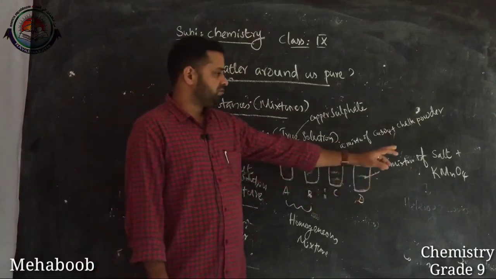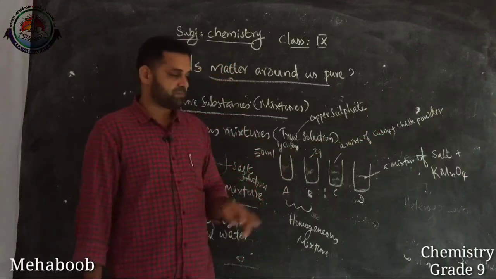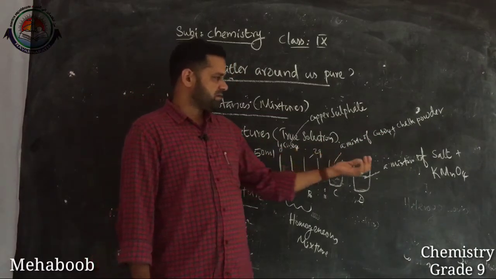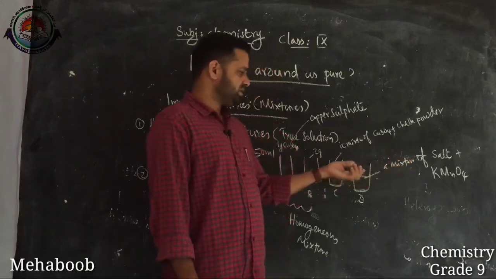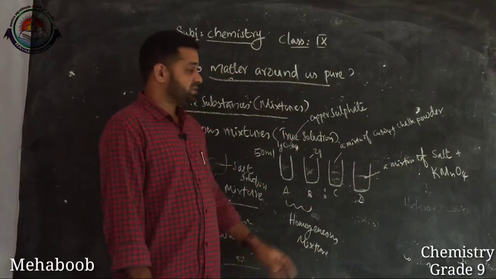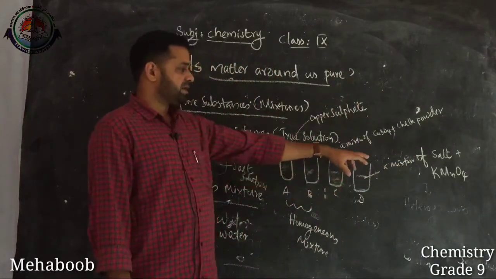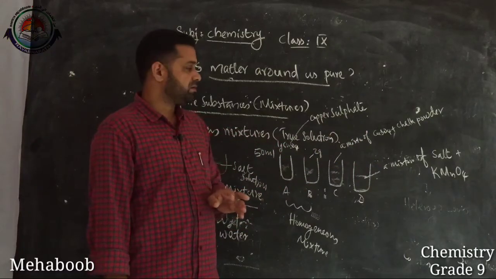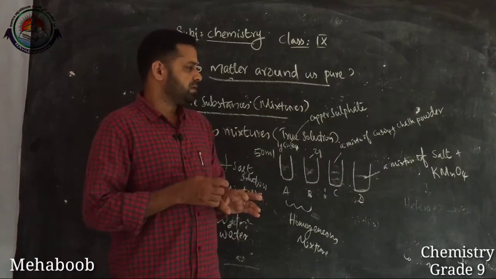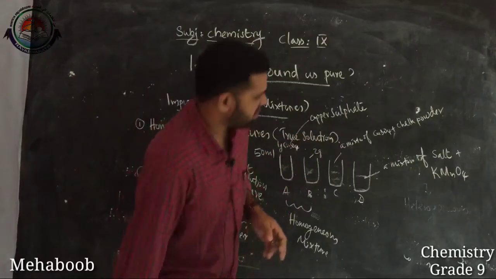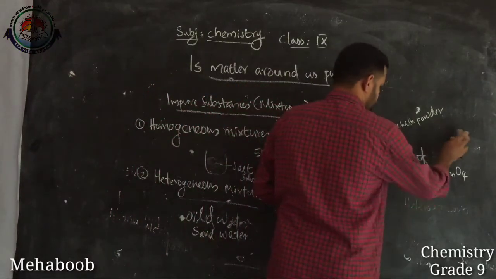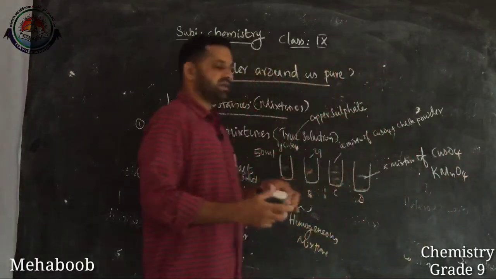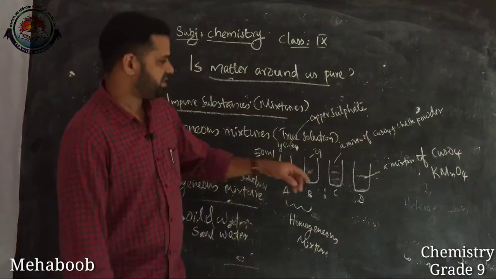And here also, if we take salt solution and KMnO4, we can't see the salt, but the salt is also dissolved in water, and KMnO4 is also there. Instead of salt, because we can't see the salt, you can take copper sulfate and KMnO4, a mixture of copper sulfate and KMnO4.